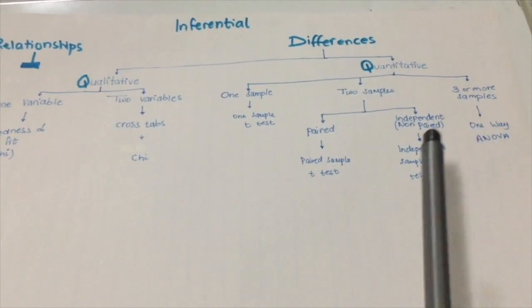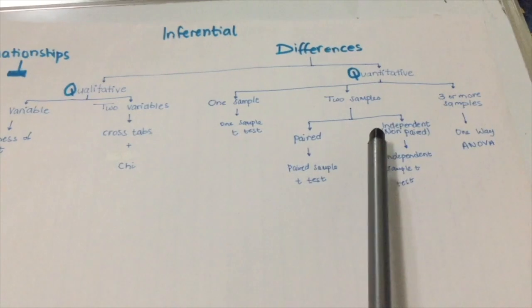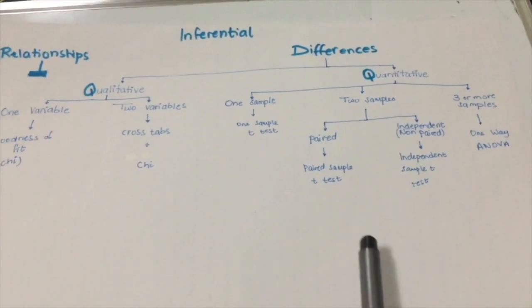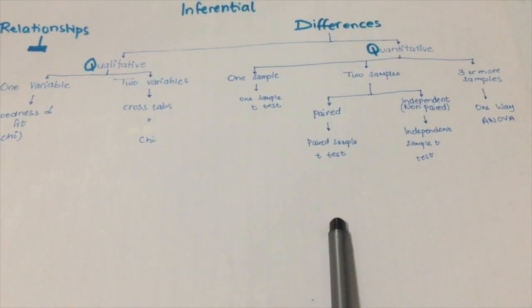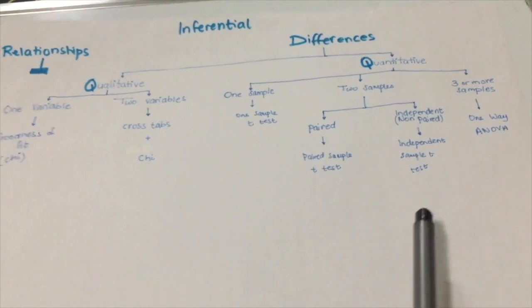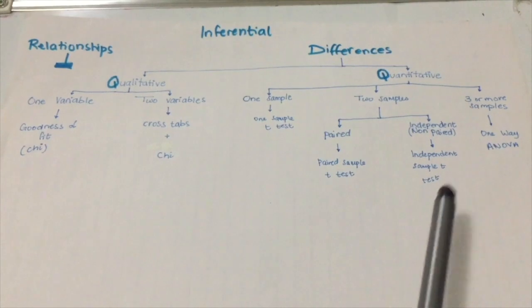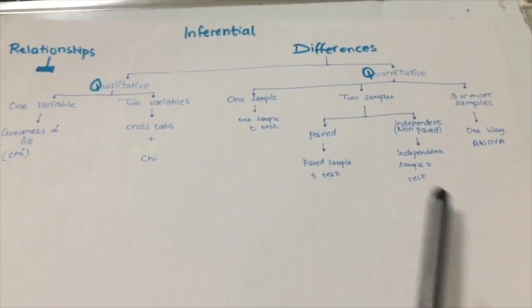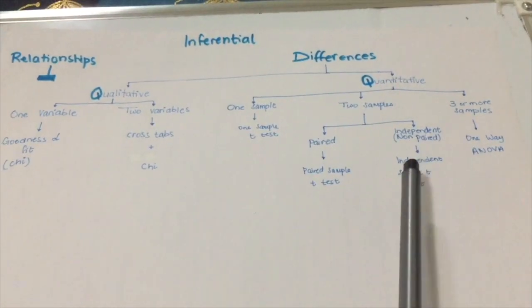So let's go back a bit to the independent. For example, in the independent, we could be comparing the weight, as I said, to the gender, female or male. Gender in this situation has two categories. It's either male or female. So we do the independent non-paired test.